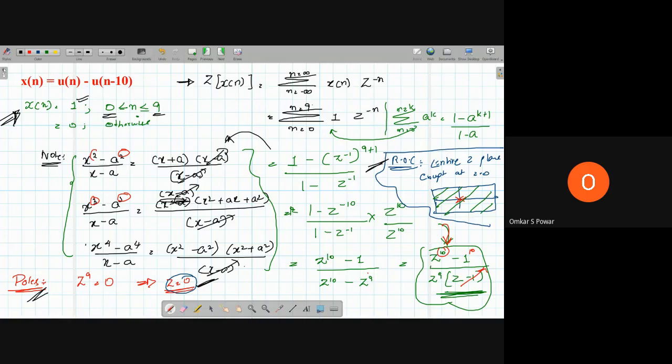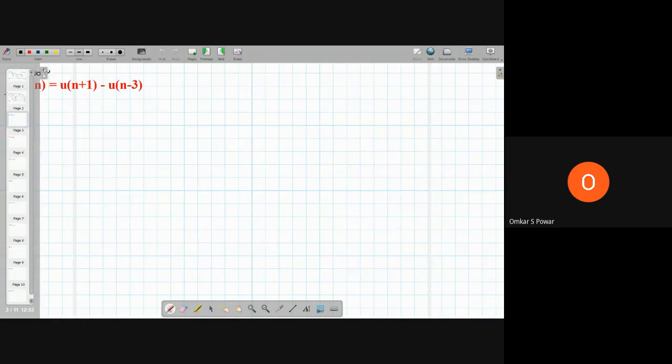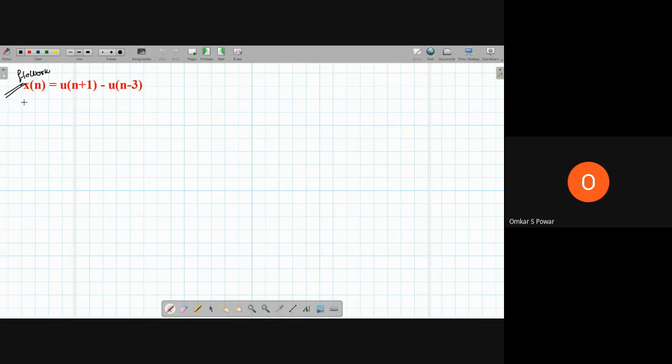Having said that, on the same basis, you take these homework problems. It is easy for you. x of n is equal to u of n plus 1 minus u of n minus 3. Now let me go to another problem here. x of n is equal to a power of n when n lies between 0 to N minus 1, and equal to 0 otherwise. So let's start solving the problem.